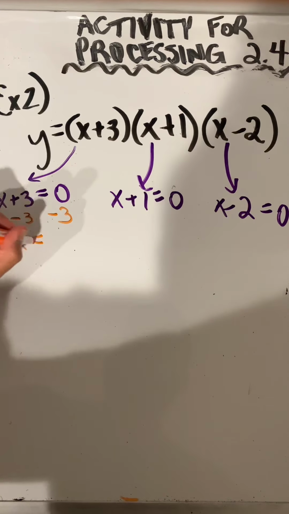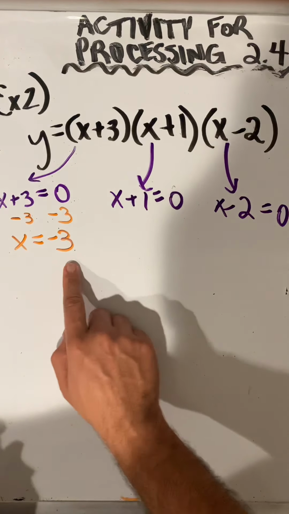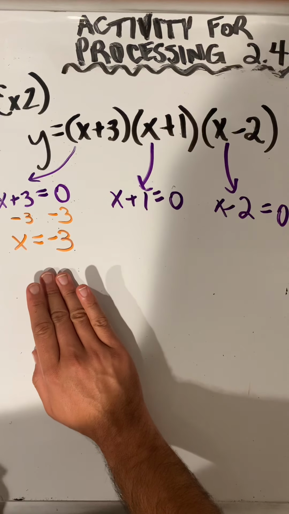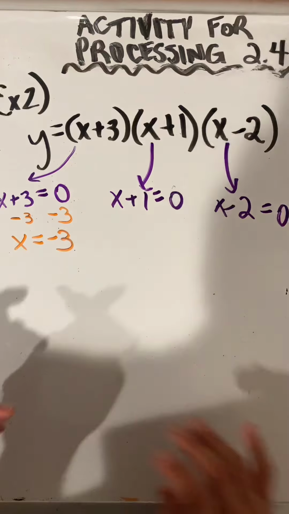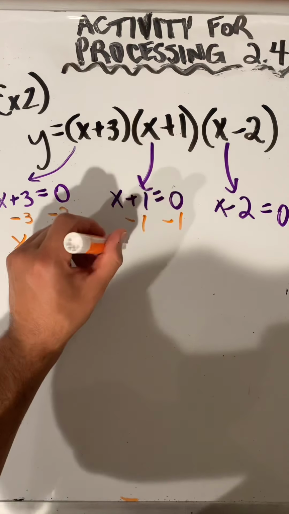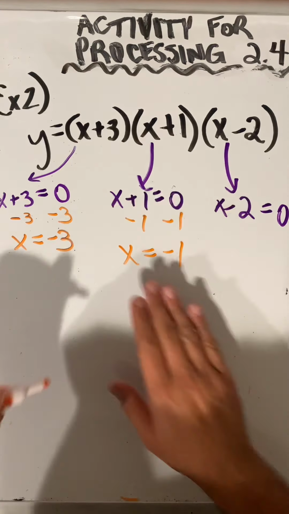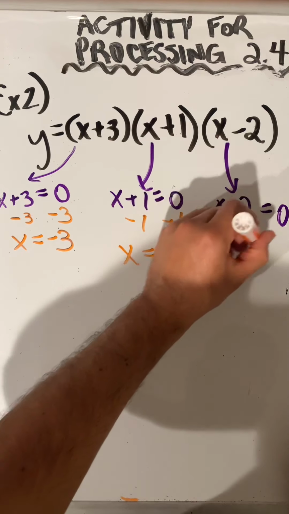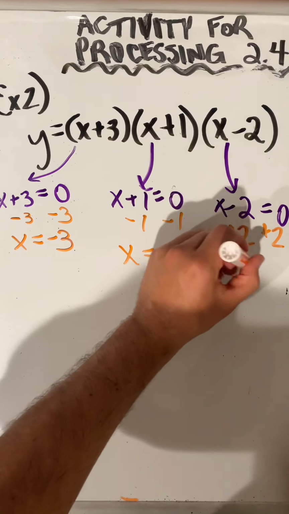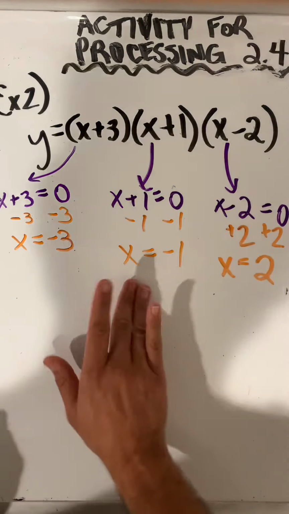Okay, here's our first zero, or x-intercept, or horizontal intercept. There's the first one. Here's the second. And here is the third.